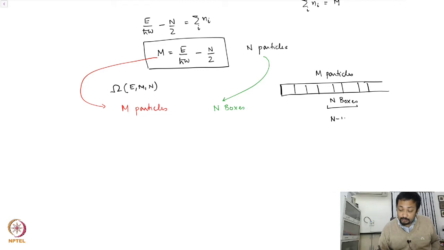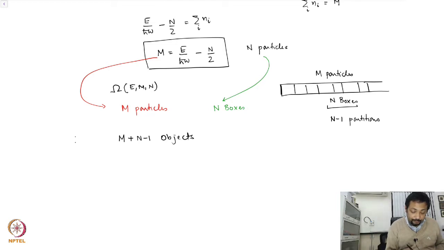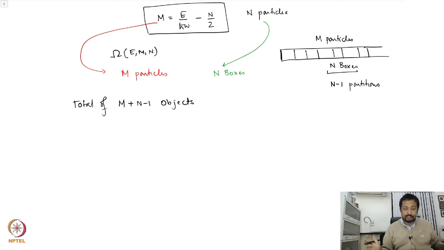So you have n minus 1 partitions, for a total of m plus n minus 1 objects. And for this, all possible arrangements are (m plus n minus 1) factorial. But if you interchange this partition with this one, nothing changes. Similarly, if you have placed a particle over here and a particle in this box, if you interchange these particles, you do not get a new microstate.